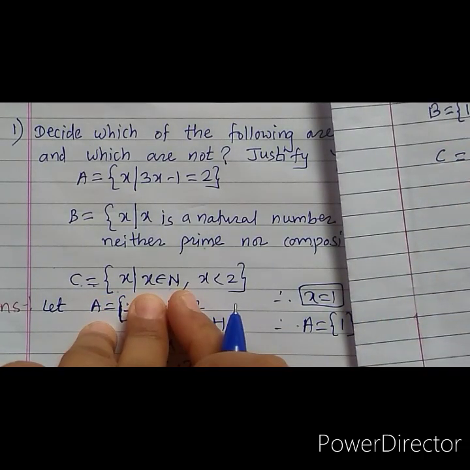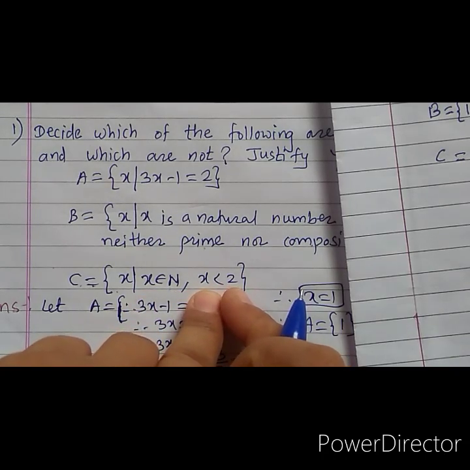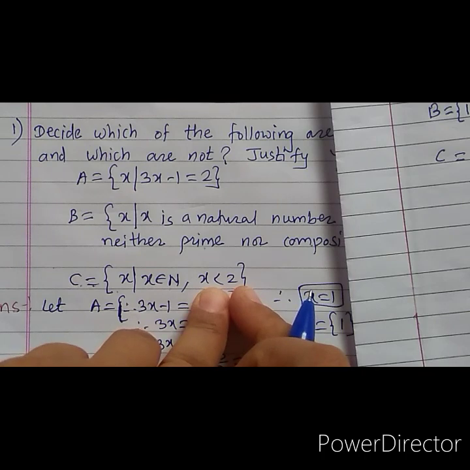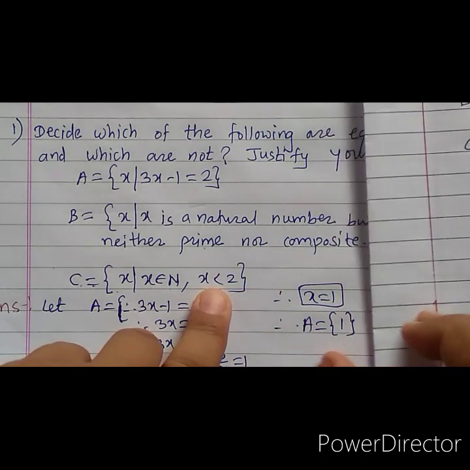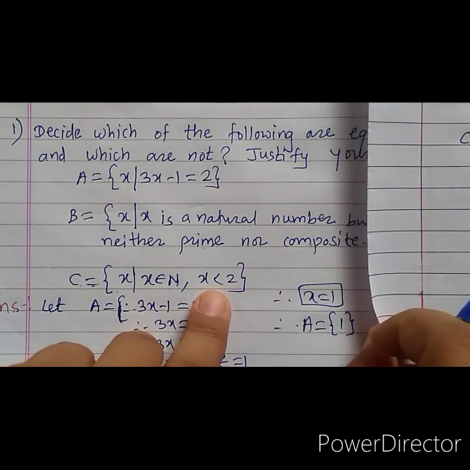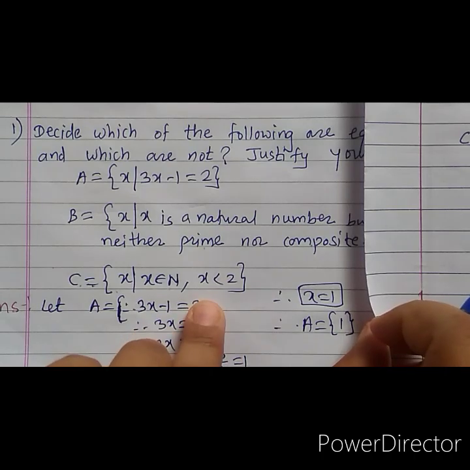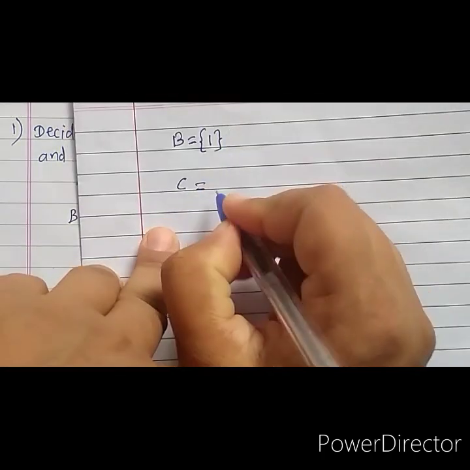x such that x belongs to N. It means that x is a natural number. Condition here: x less than 2. Natural number which is less than 2. And we know that natural numbers start from 1, 2, 3 and so on. So less than 2, there is only one number.